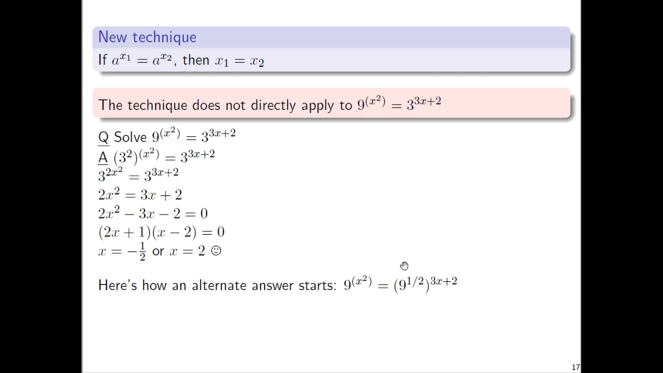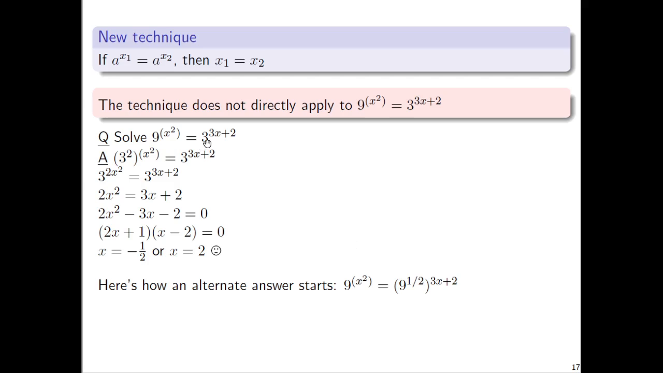Again, some comments are in order. First of all, an alternate way to do this is, if you want, instead of changing the 9 into a 3 to the second power, you can keep the left side being 9 to the power x squared, and you can change the right side. This is probably not the way that people will do it, but I just am arguing a point that you can do it this way.